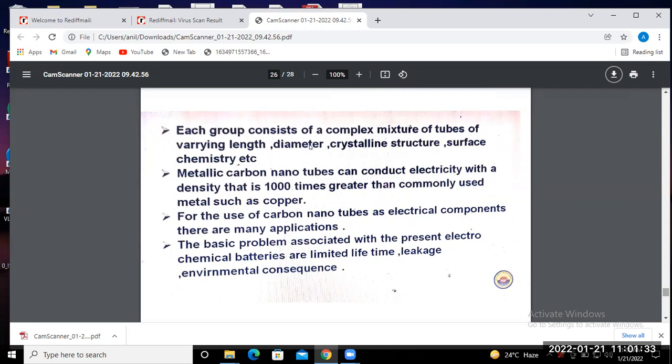So the basic problem associated with the present electrochemical battery is its limited life, which is the main disadvantage. We can say that their life is limited, and there are leakage and environmental consequences. So these are the basic problems associated with electrochemical batteries at present. So we try to work on making the battery for longer use.